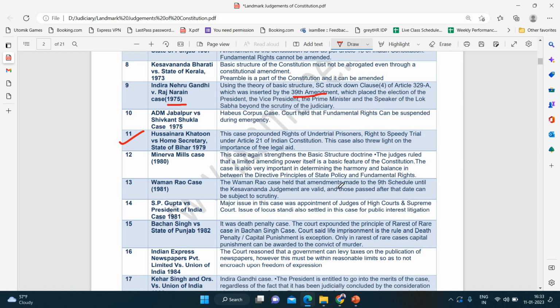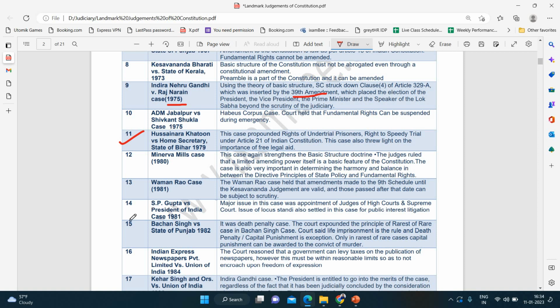The Waman Rao case held that the amendments made to the Ninth Schedule until the Kesavananda judgment are valid, and those passed after that date can be subject to scrutiny. The Ninth Schedule was made and various laws were placed in it with the idea that whatever is kept in the Ninth Schedule is beyond judicial scrutiny. In the Waman Rao case, the court held that until the Kesavananda judgment, that is until 1973, whatever laws have been placed in the Ninth Schedule are valid and beyond judicial scrutiny. However, those passed after that date can be subject to scrutiny.